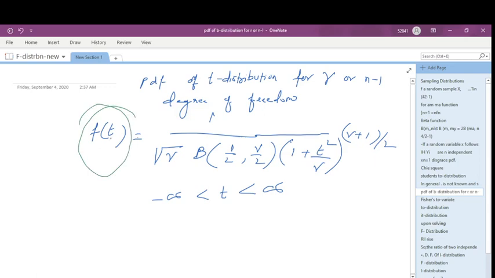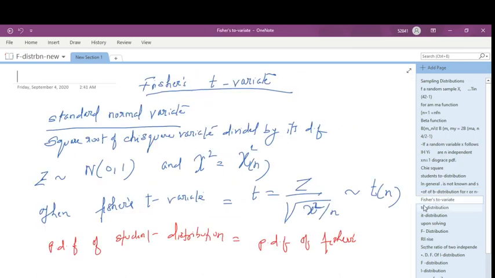This t variate can be represented in this format: f(t) equals 1 divided by square root of nu times the beta function of 1 by 2 comma nu by 2, times 1 plus t square by nu to the power of minus nu plus 1 by 2. And a very important thing to understand here is that the range of the t distribution is from minus infinity to plus infinity. So this is the t distribution.